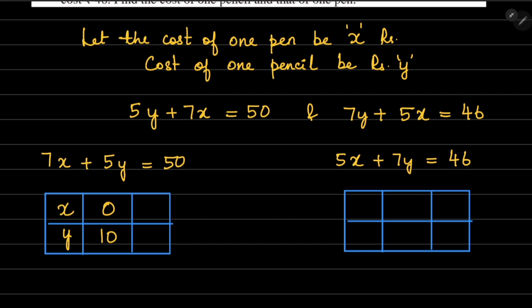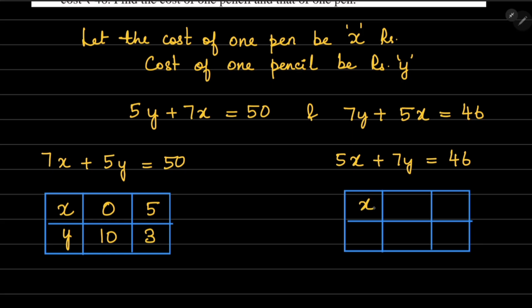And the second point is, for example, if y is equal to 3, what will you get? 7x is equal to 50 minus 15, which is 35. So 7x equal to 35, x is equal to 5. So the point is nothing but 5 comma 3.